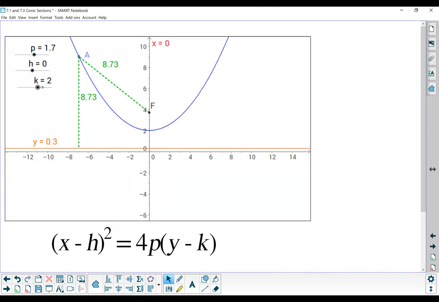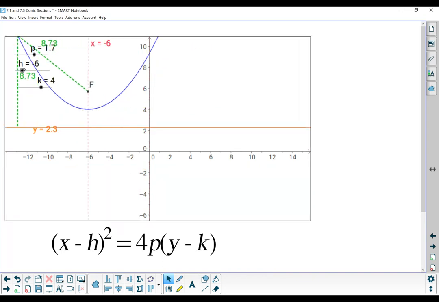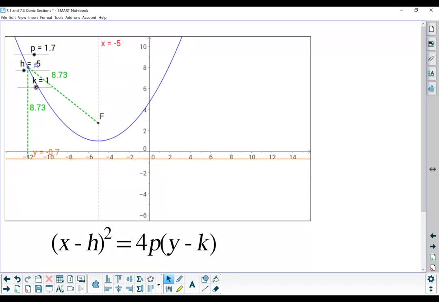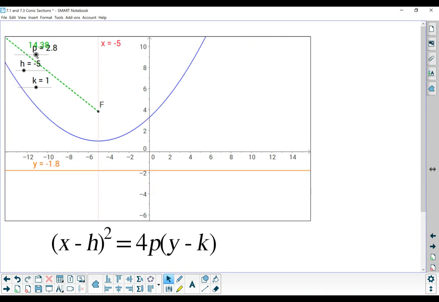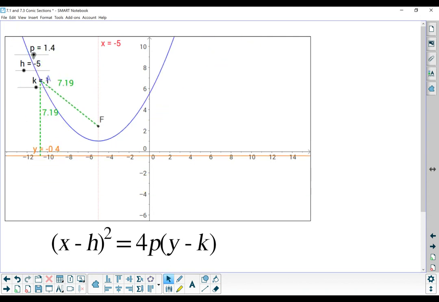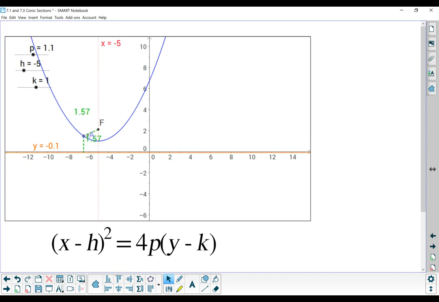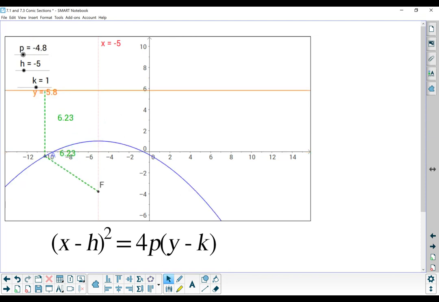If I moved the parabola around, the directrix would, of course, move with it. And then I can change the distance that the focus is away from the parabola. If I change it too much, I won't be able to move point A, though. Let's see. So here's a parabola opening upside down. You can see point A is the same distance away from that directrix as it is from the focus. Okay, so that's just one way of thinking of parabolas.